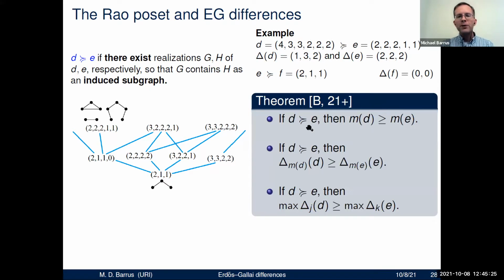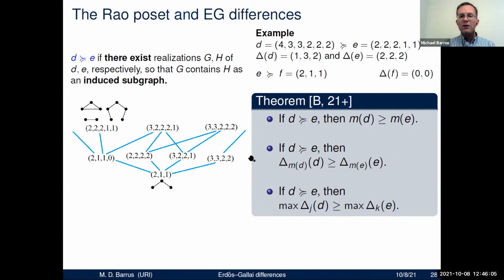What we can show briefly is just that if D does Rao contain E, then first off, the modified Durfee number is at least as large as it was. If D Rao contains E, then the last of the Erdős-Gallai differences is greater than or equal to the last of the Erdős-Gallai differences. So we'll see that 2 is greater than or equal to 2, which is greater than or equal to 0. And then the maximum, again, it's the last and the maximum terms that seem to be very important to us. That's also true for the maximum. The largest value here of 3 is greater than or equal to the largest value here, which is greater than or equal to the largest value here.